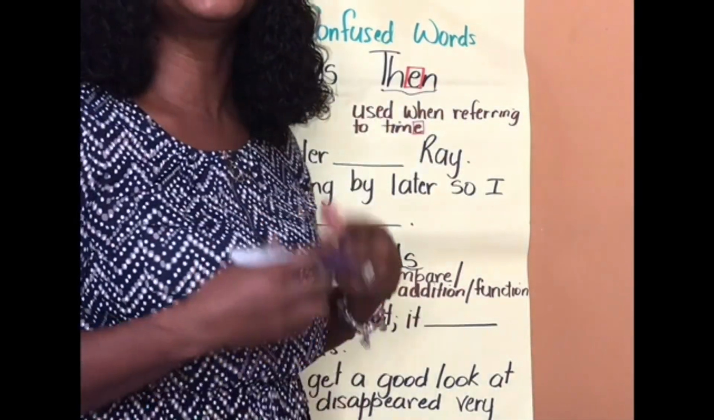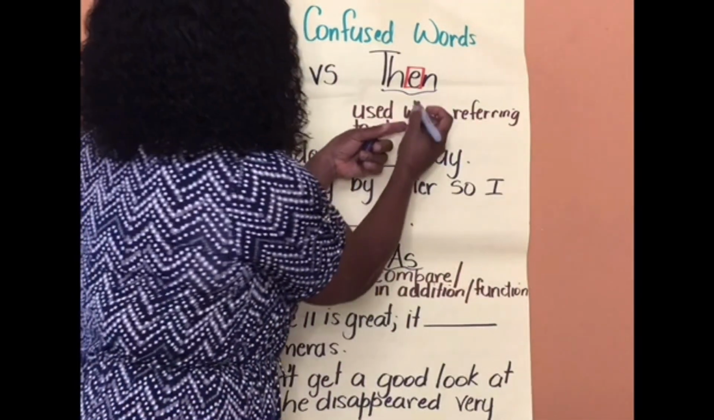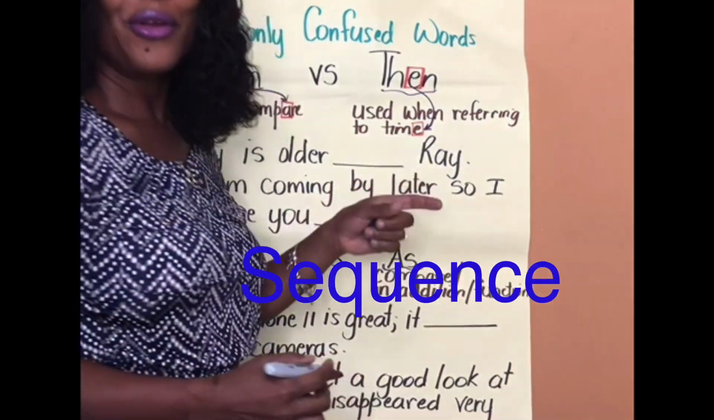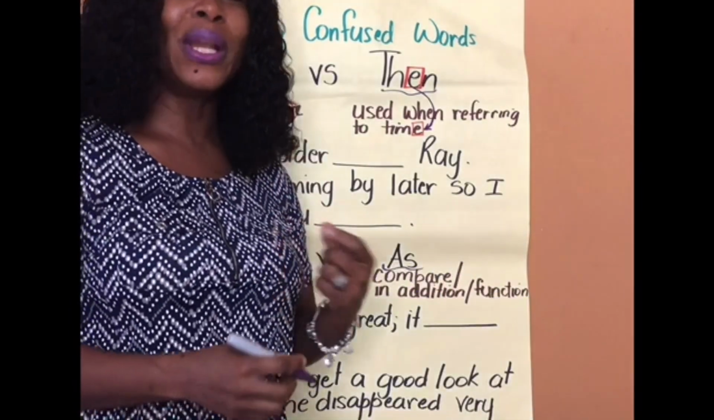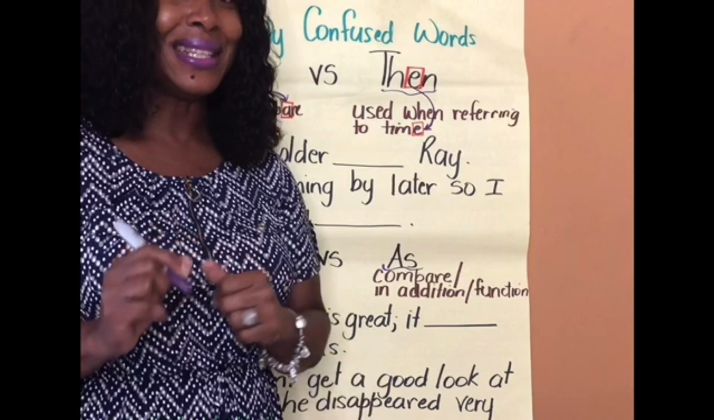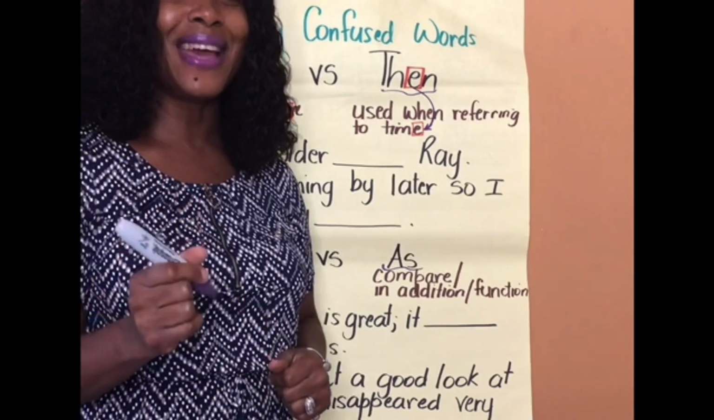Then refers to time. So this little E in then along with this little E in time reminds me that when I'm talking about time and I'm confused between than and then, I should use then.